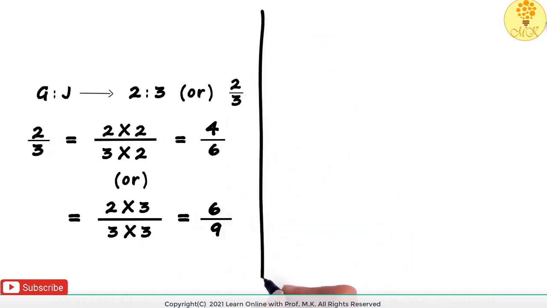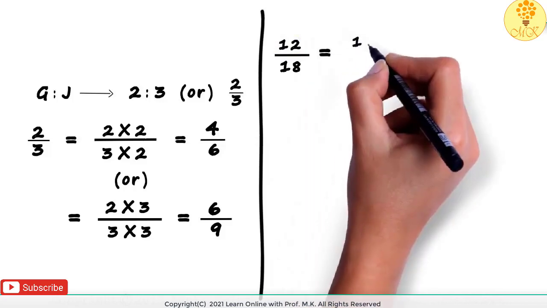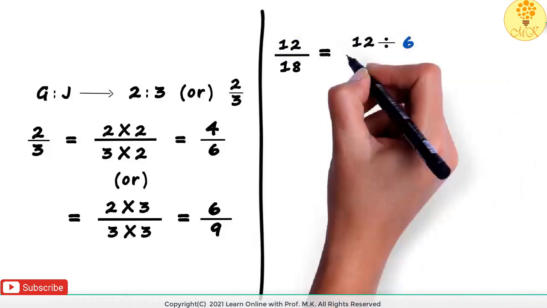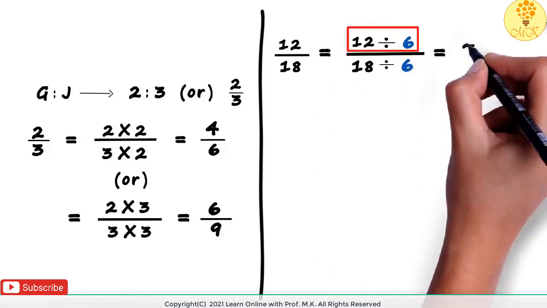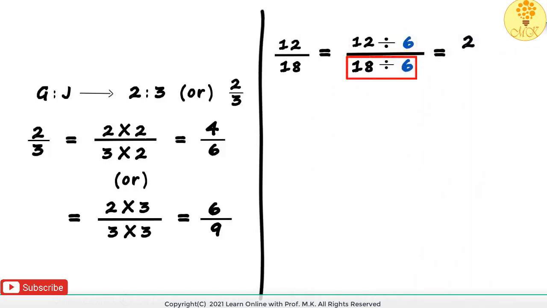Let's consider the ratio 12/18. We can divide the numerator as well as the denominator by 6. The numerator will be 12/6 and the denominator will be 18/6. 12/6 is 2 and 18/6 is 3.